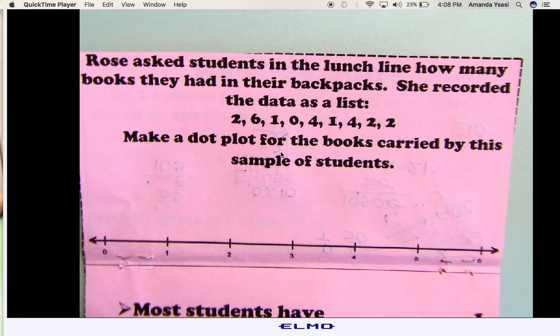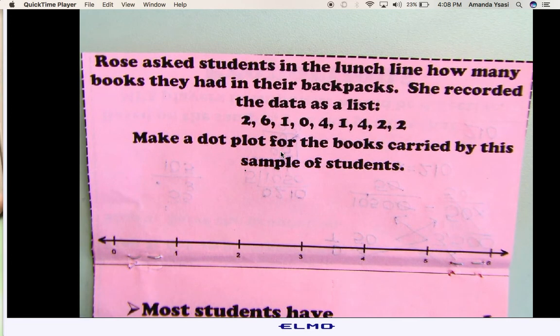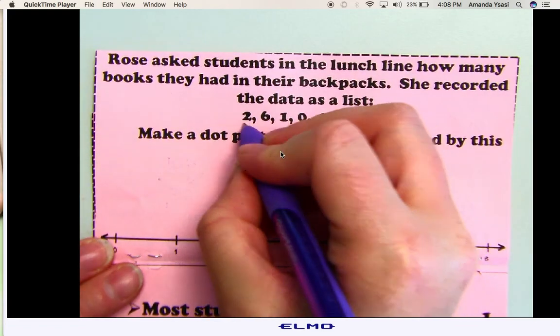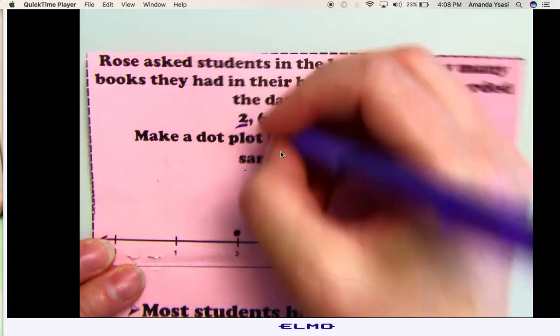Rose asked students in the lunch line how many books they had in their backpacks. She recorded the data on the list. Make a dot plot for the books carried by the sample of students. Okay, so we have a 2, so we're going to put a dot on 2. We have a 6.